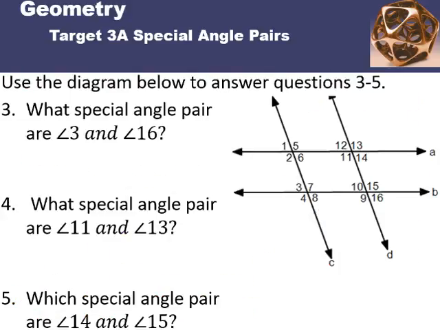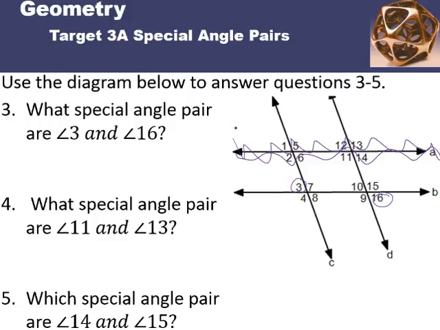Okay, number 2. What special angle pair are 3 and 16? So again, let's look. 3 and 16. Now notice I'm not really using this, so I'm just going to erase that. I'm going to say, go away, I don't want you there anymore. Okay, so 3 and 16.